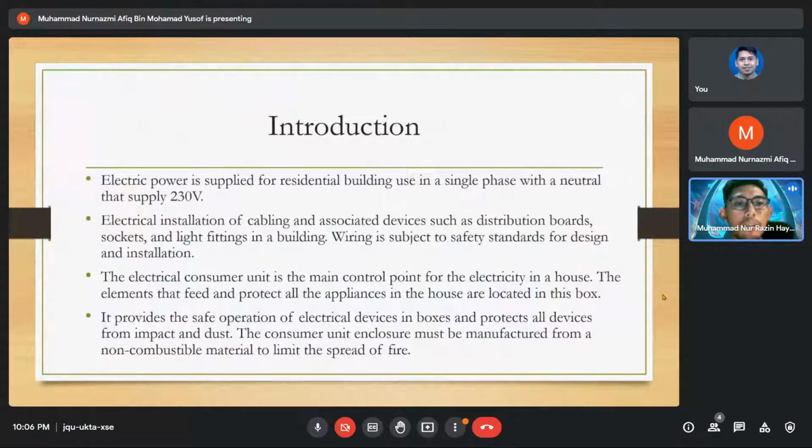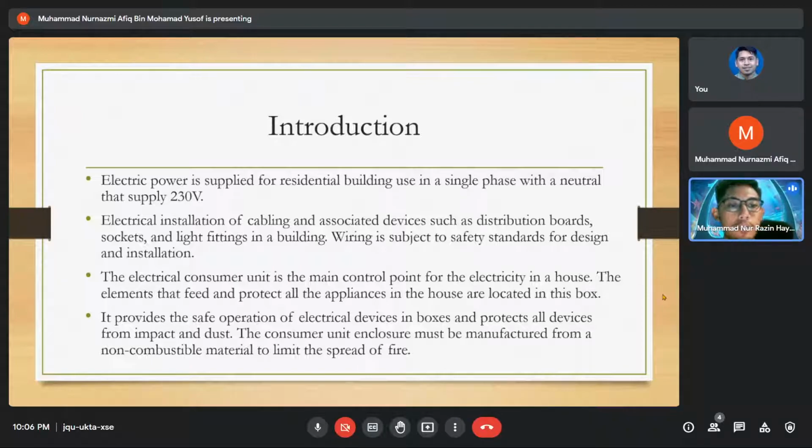The power supplied for residential buildings is single phase with a neutral that supplies 230 volts. Electrical installation consists of cabling and associated devices such as distribution boards, sockets and light fittings in a building. Wiring is subject to safety standards for design and installation.